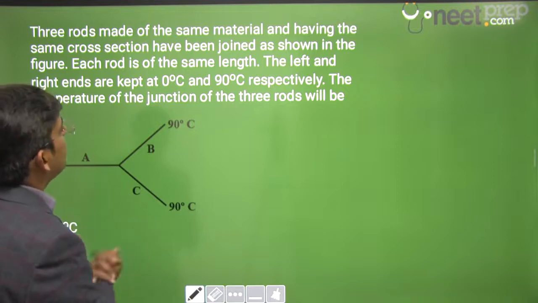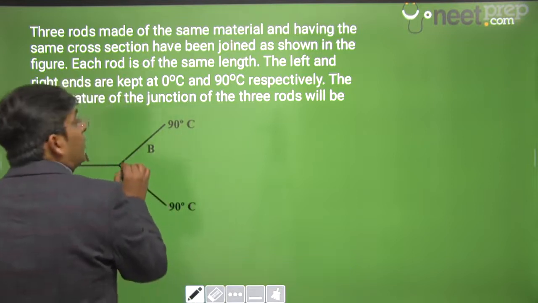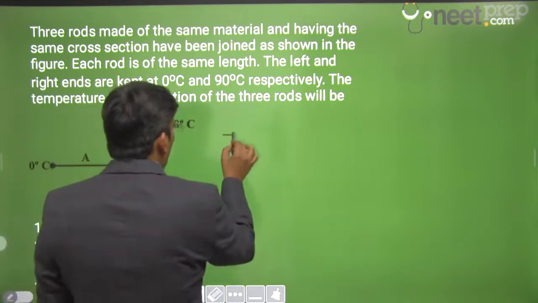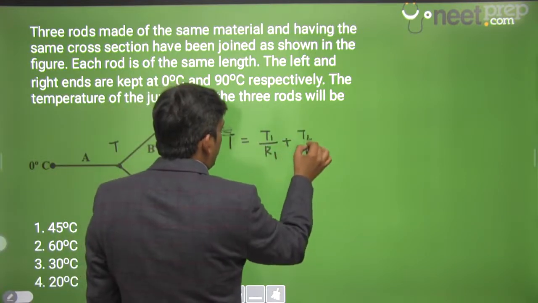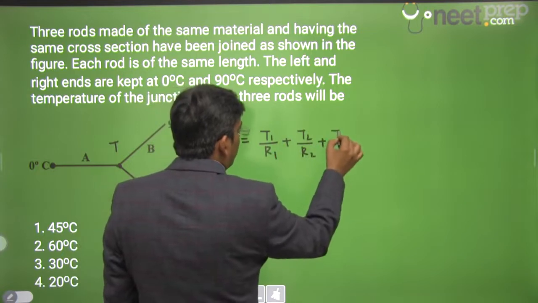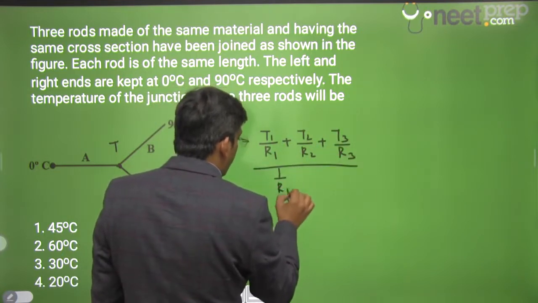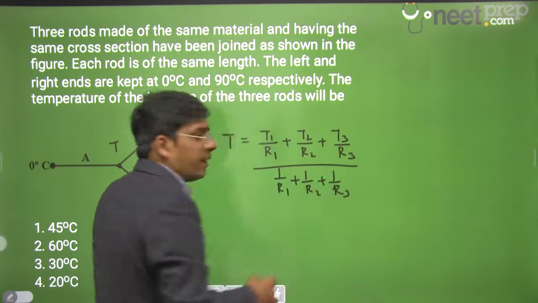Let us assume their length to be the same. Obviously they have the same length, right? So we are asked to calculate the temperature of the junction. See, we have done a shortcut formula: (T1/R1 + T2/R2 + T3/R3) divided by (1/R1 + 1/R2 + 1/R3) is the formula for the temperature of the junction.